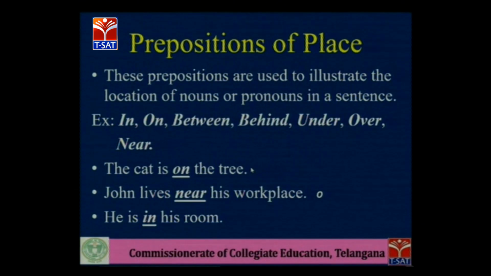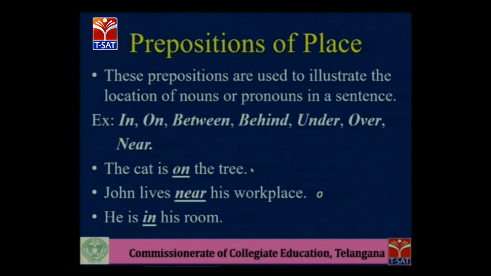And now we will move on to the next type of preposition, that is preposition of place. So what is a preposition of place? These prepositions are used to illustrate the locations of nouns or pronouns. For example, between, behind, under, over, near. These all are locations. And in the examples, the cat is on the tree.